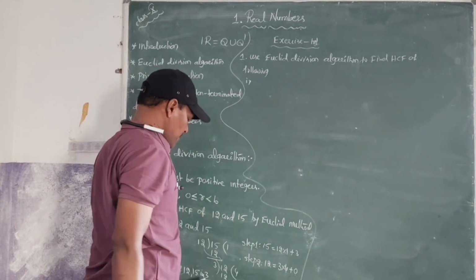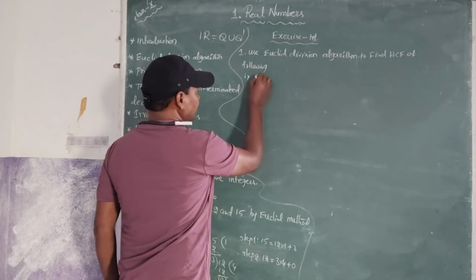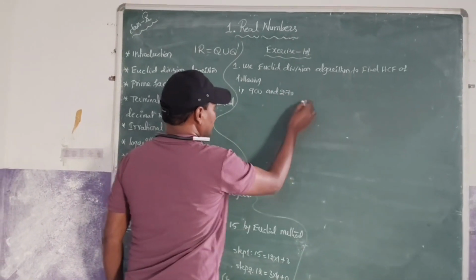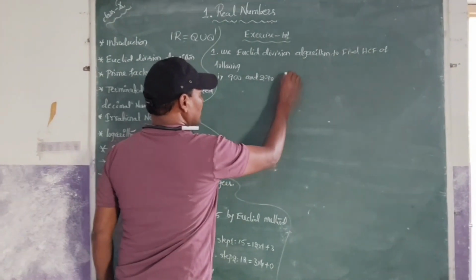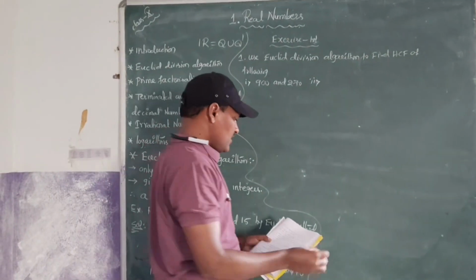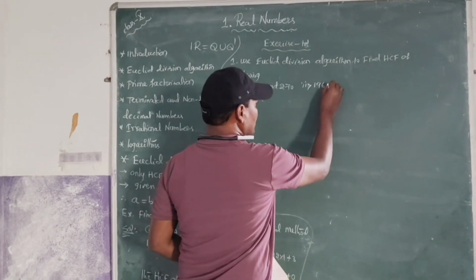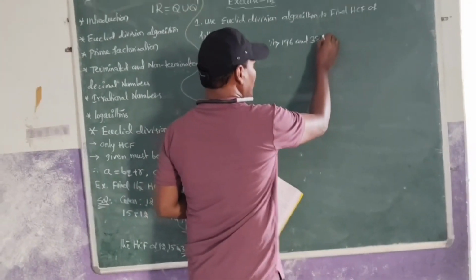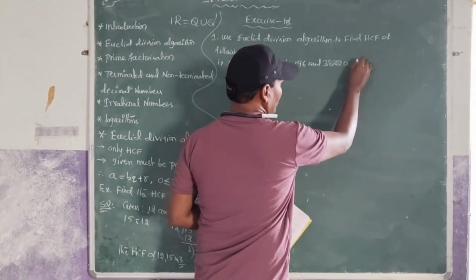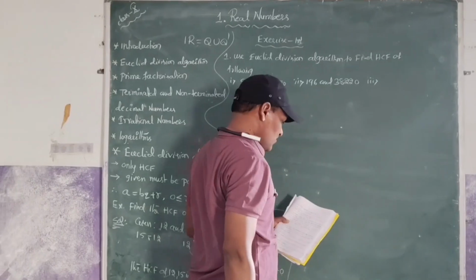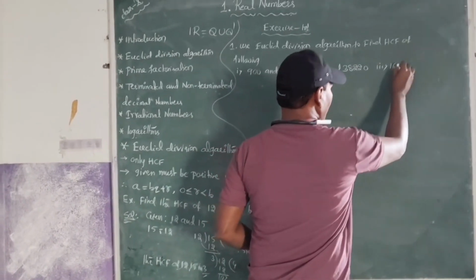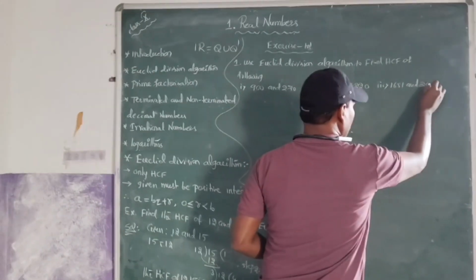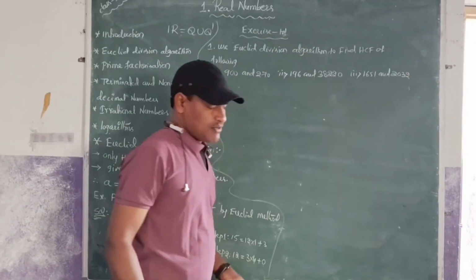In this first question, 900 and 270. This is the first question. Second question, 196 and 38,220. Third question, 1651 and 2032. These are the first bit questions.